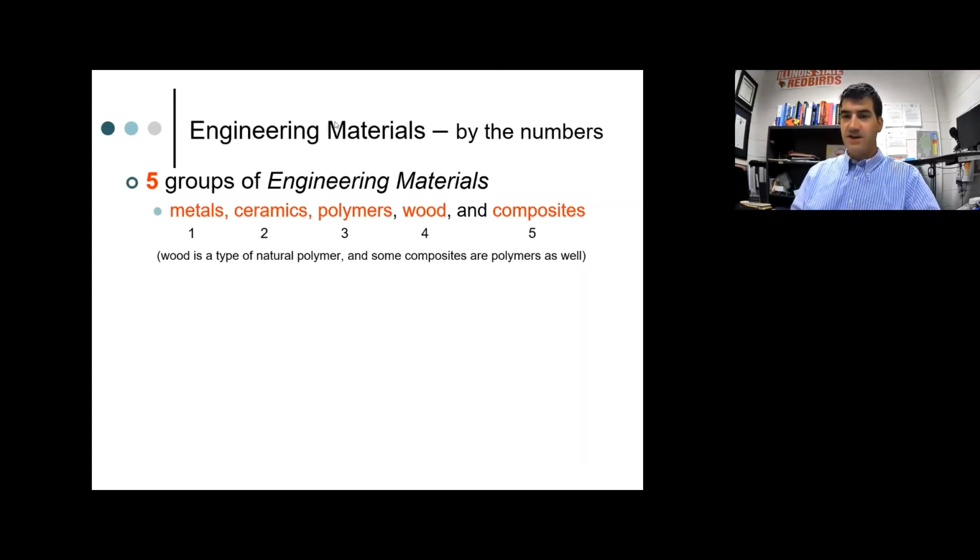But wood is actually just a type of polymer that is from nature, and a composite is just kind of a mishmash of lots of different stuff. It's two or more different types of materials that are usually intentionally combined together to get the best properties possible.